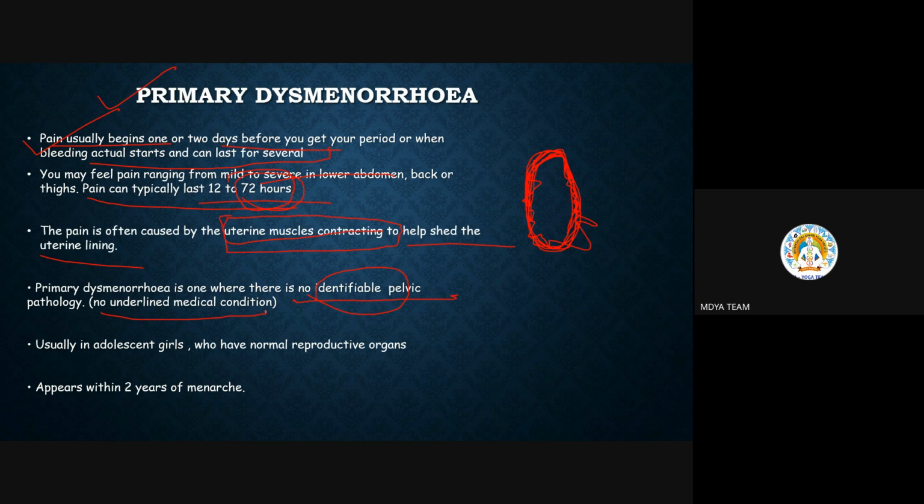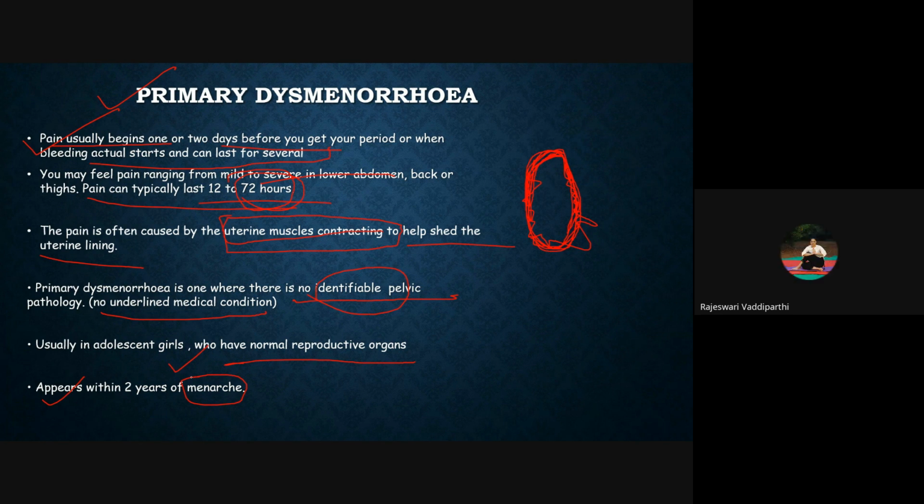We'll see ahead. Usually it happens in adolescent girls who have a normal reproductive system and normal activities, but due to these problems it is called primary dysmenorrhea. It appears within 2 years of menarche. What is menarche? Who will tell?